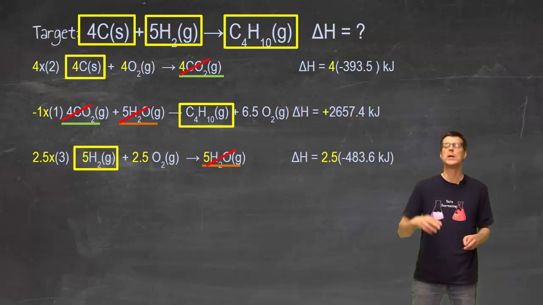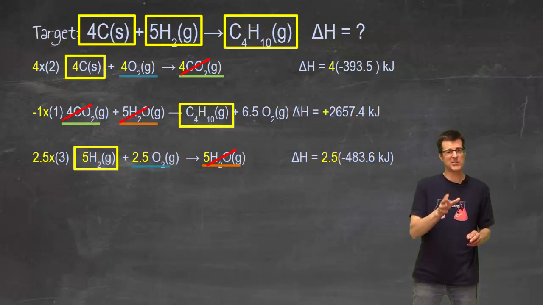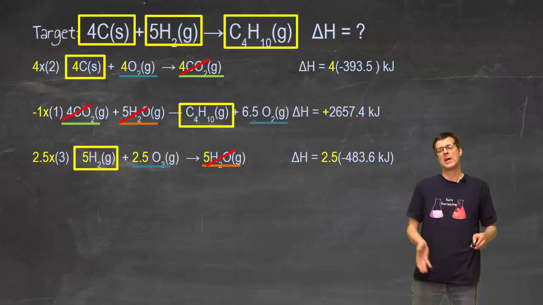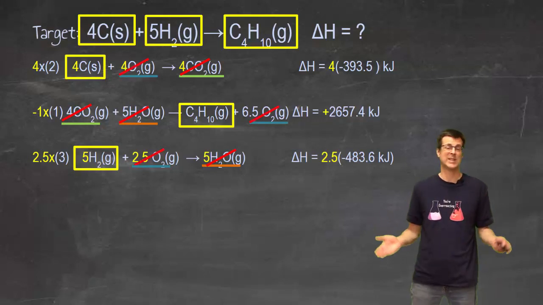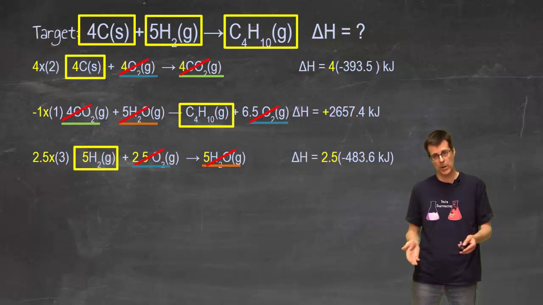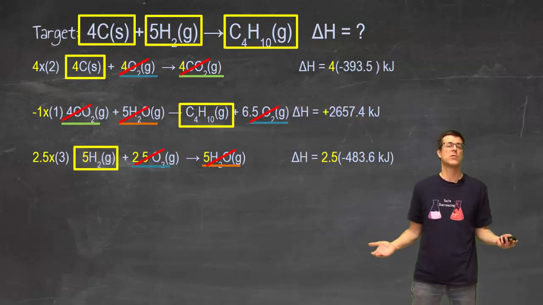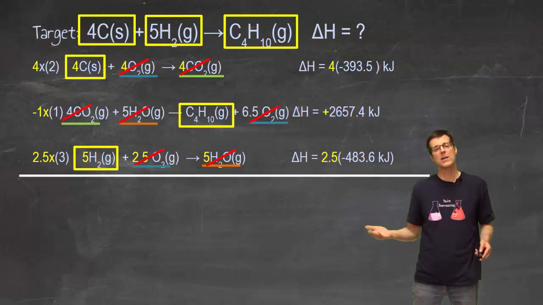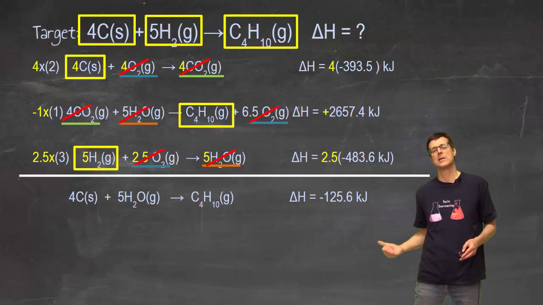Okay, at this point, I've been ignoring those oxygens the whole way through. At this point, what I have is oxygens on the left and oxygens on the right, and if I add them all up, I have 6.5 on the left, and 6.5 on the right, which means I can cancel those out as well. Which means I've eliminated everything I don't need, I've kept everything I do need, so if I add all of that stuff up, I get my target reaction and I get the energy.